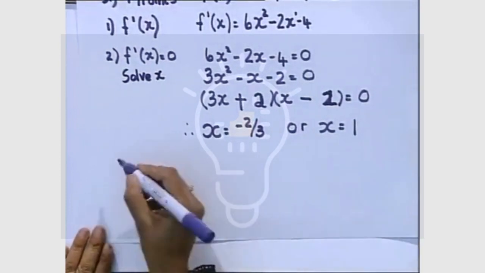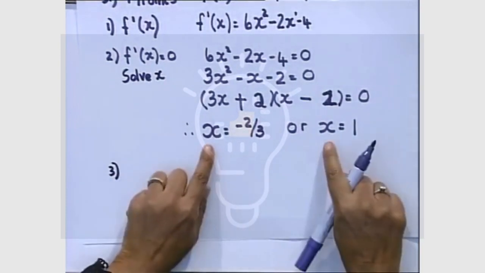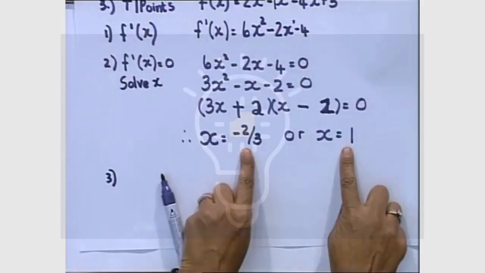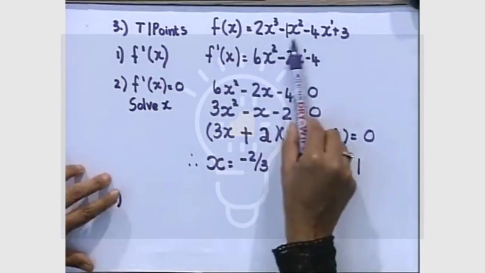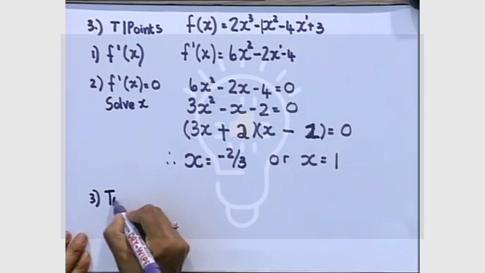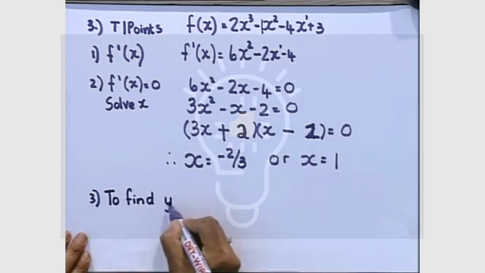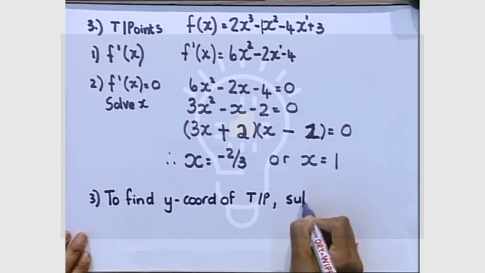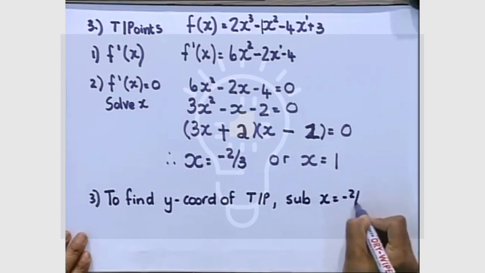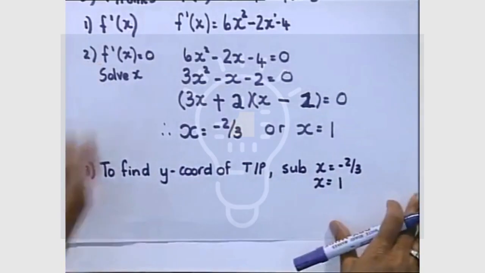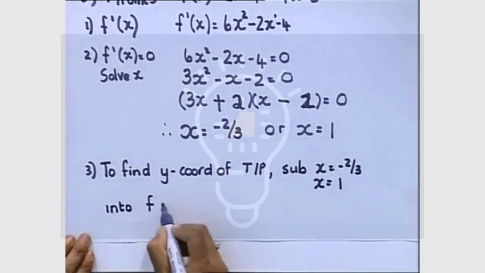Now what is your last step? Remember that a turning point doesn't just have an x coordinate, it also has a y coordinate. So how are you going to find the y coordinate of your turning point? You take these x's that you have and you substitute them back into the original equation. Right, so everyone, you are busy doing that. So everybody write this down: to find the y coordinates of your turning point, substitute x equal to negative 2 over 3 and x equal to 1 into your original equation. Or we can say into f of x.